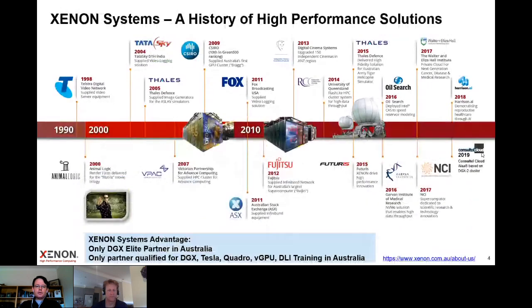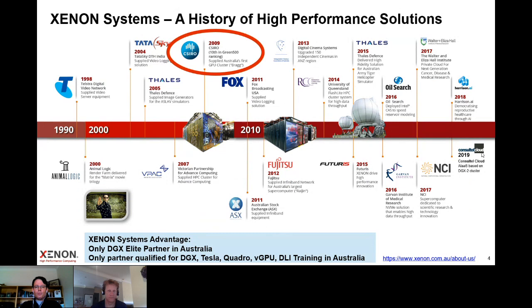That's well illustrated in the timeline here, which shows a variety of projects over the last few years. I want to focus on maybe three or four which are relevant for the topic today and which are characteristic of XENON's standing, because XENON today is the only DGX Elite partner in Australia. We have that status with NVIDIA because we have been working with NVIDIA for such a long time and introduced GPU computing to Australia together with NVIDIA.